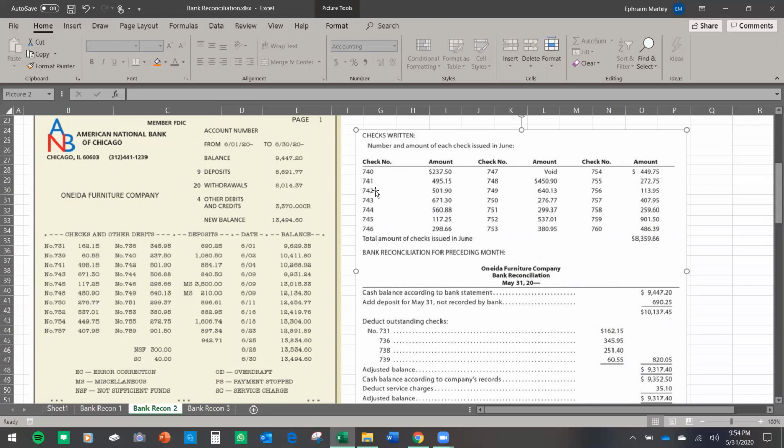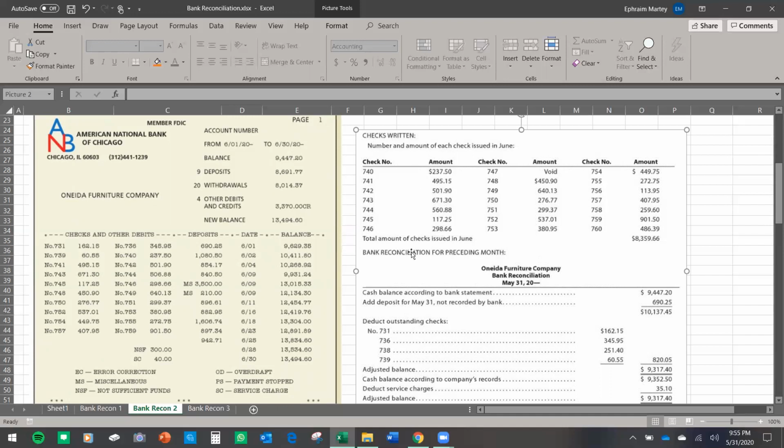Okay, what about check number 742? Let's look for it right here. Okay, so 5001.90, 5001.90, that is correct. Reconciled. Okay, great. Check number 743. Let's look for check number 743 right here. 671.30. 671.30, that is reconciled. Great, perfect.